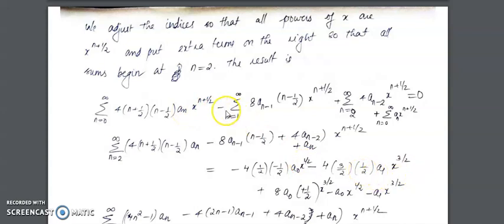Then here n equal to 1 in the term on the right side gives 8 a naught into 1 by 2 x raised to 3 by 2, so on the right side it is plus that. Then here it will remain the same, and for the last sum, summation n equal to 0 to infinity a n x raised to n plus 1 by 2, the 0 and 1 terms go to the right side. So that is a naught x raised to 1 by 2 and minus a1 x raised to 3 by 2.